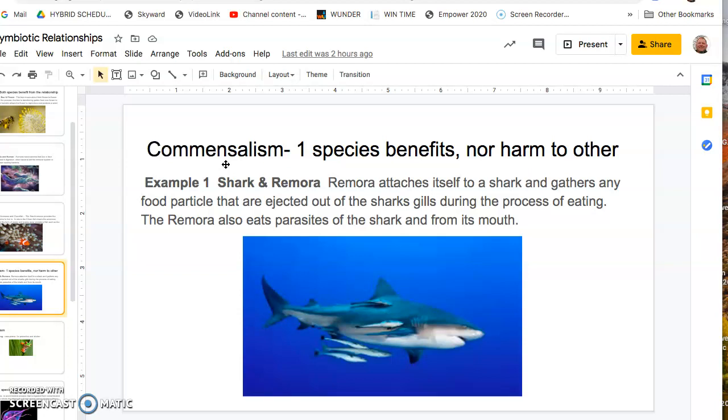So, in a way, that's commensalism. That's the shark and the remora. The remora benefits, the shark's not harmed. But if you look at it another way, it also could be mutualism because the remora is benefiting and the shark is benefiting by the remora eating the parasites and cleaning his teeth. So that's example one for commensalism.